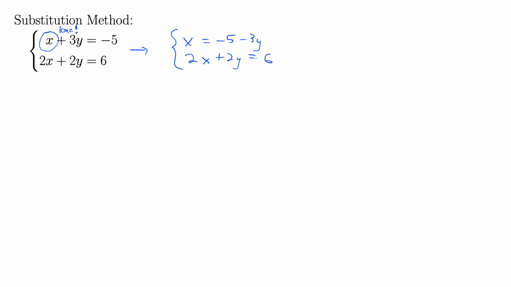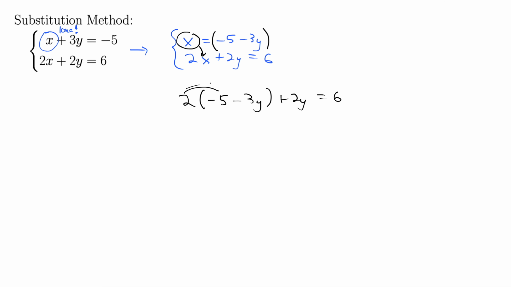Okay, well, hopefully you used substitution and you substituted this x right in here. And by that I mean you substituted all of this in parentheses, -5 minus 3y, in for x there in the bottom equation. When you do that, you get 2 times (-5 minus 3y) plus 2y equals 6. And now we have an equation with just y's in it. So we can solve this for y and continue from there.